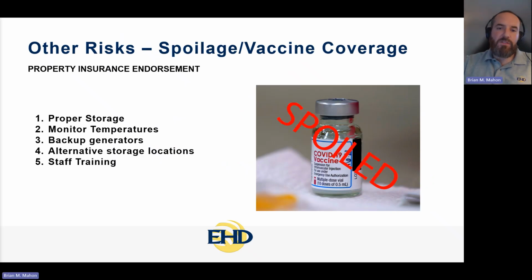The other one we see is a lot of spoilage insurance claims. A lot of health centers have a lot of vaccines on site, and yes, they're subject to proper refrigeration, and there's monitoring of temperatures, and maybe you even have backup generators. But a lot of times there's not alternative storage locations, where, hey, there's an issue, but there's nowhere to move them to, or maybe staff aren't trained properly. This is a pitfall in regular insurance. This is not considered contents or business personal property. It's actually considered spoilage. So you just want to make sure you have enough in the event of an issue.